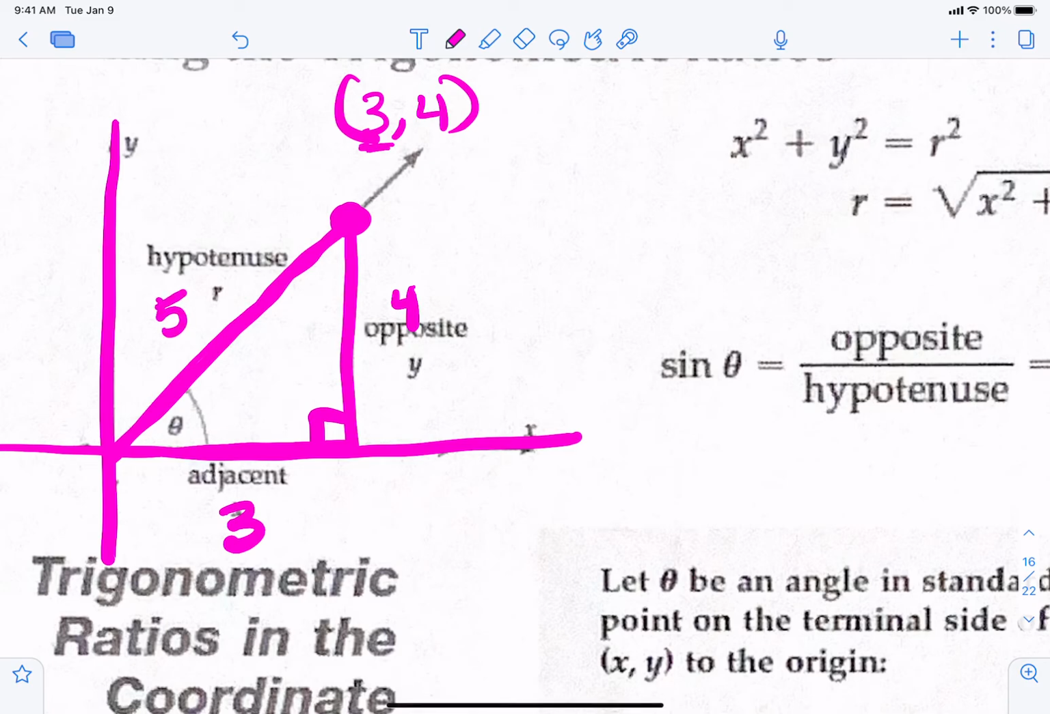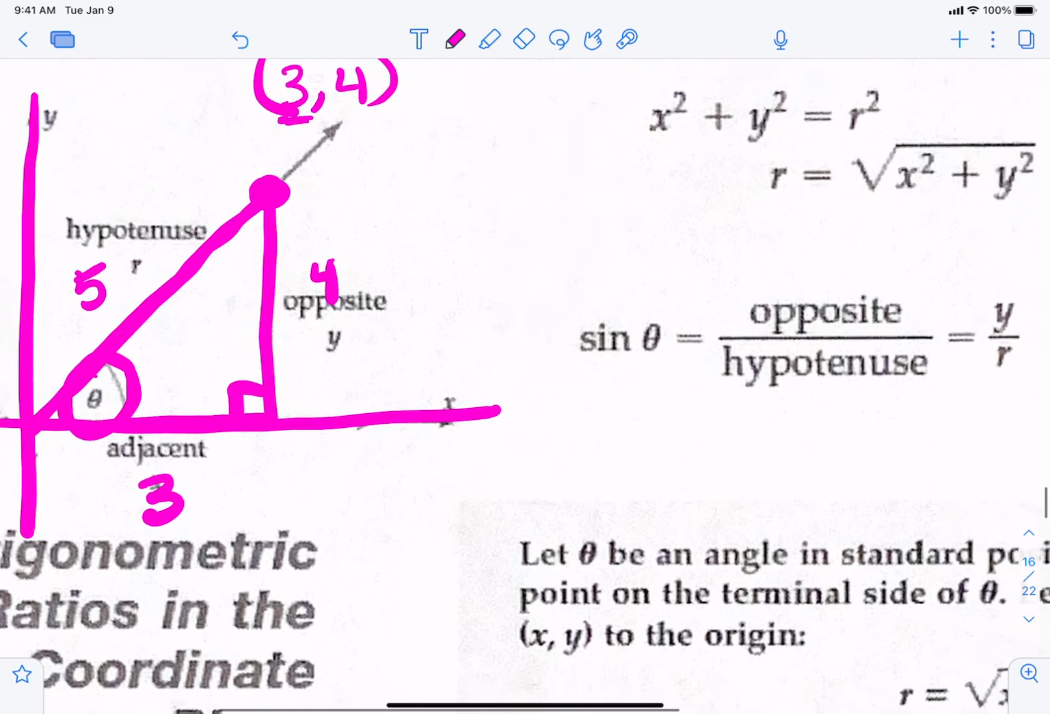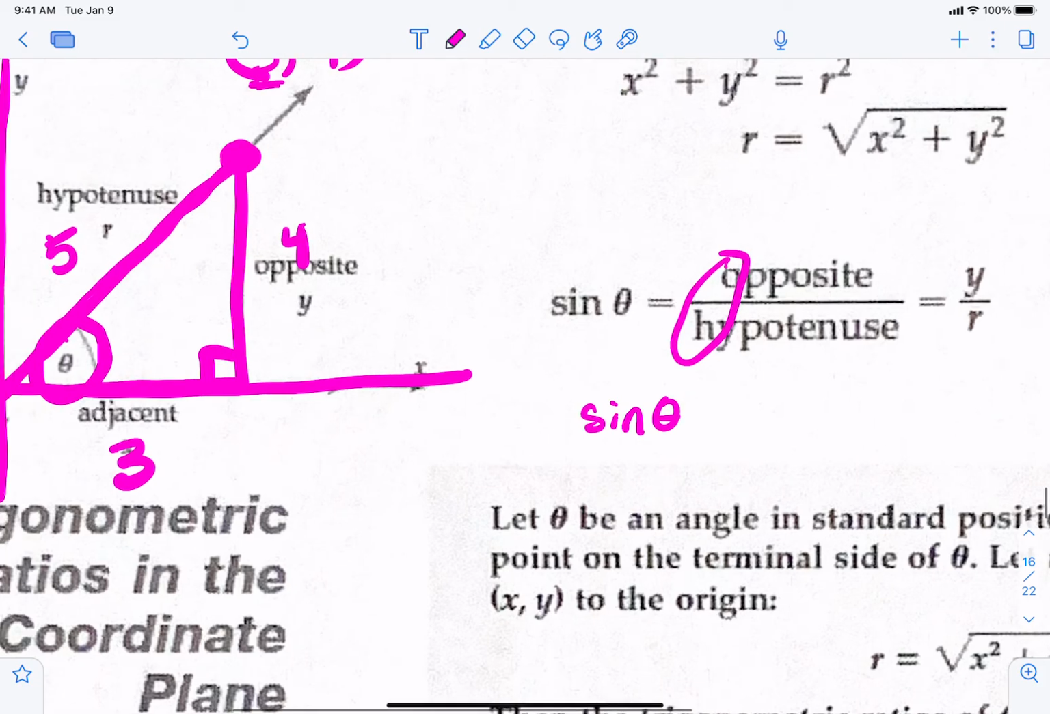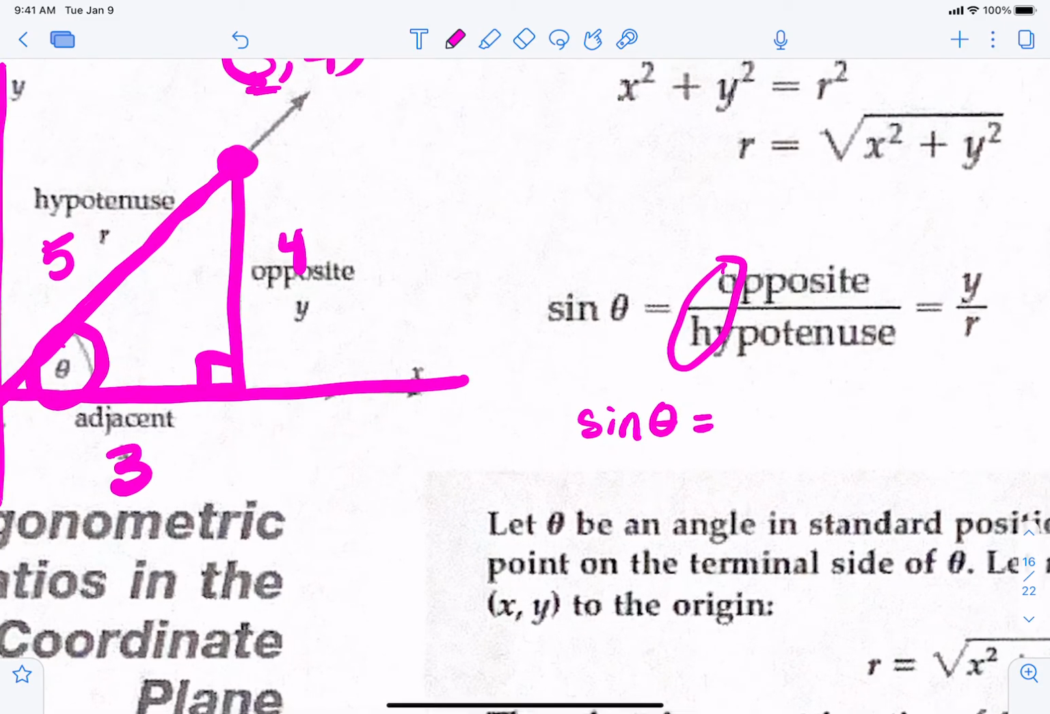Okay? And that means that I can look at this angle theta right here, and I can find the sine, cosine, and tangent of that guy, okay? So sine is opposite over hypotenuse. If we're doing sine of that angle theta, what's the opposite and hypotenuse? What will sine of theta be? Opposite's 4. Hypotenuse is 5. There you go. Sine of theta is 4/5.